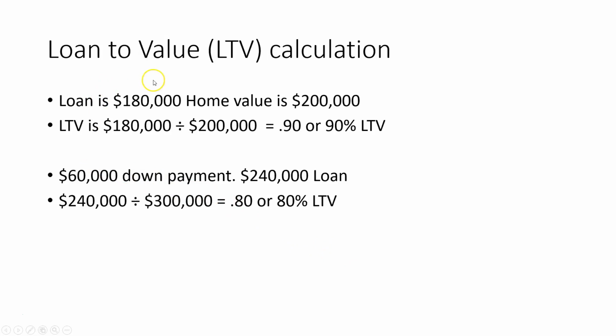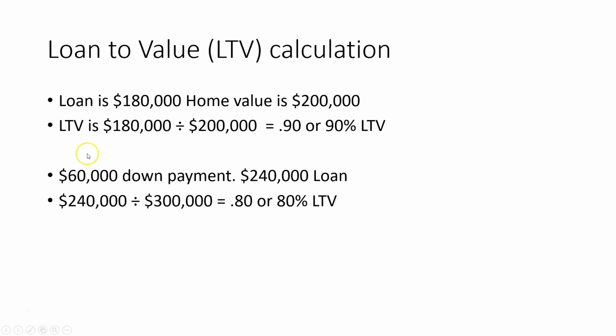The loan to value is a percentage of the loan compared to the actual value of the home. For instance, if the loan is $180,000 and the home value is $200,000, you just divide the 200,000 into the 180 and you'll get 0.9 or 90%. If you do it the wrong way round and you get 1 point something, then you've obviously done it the wrong way round.